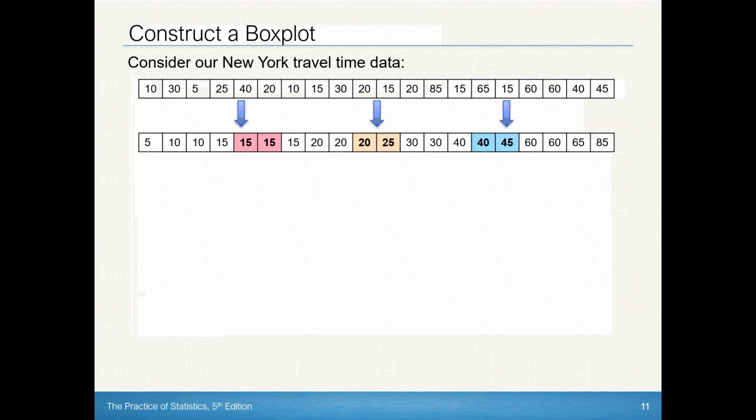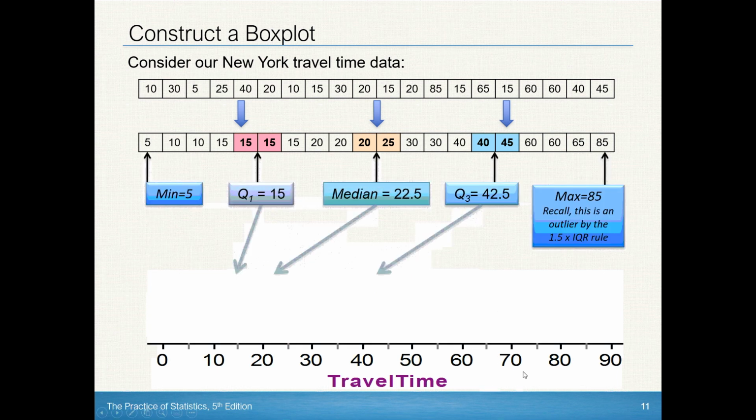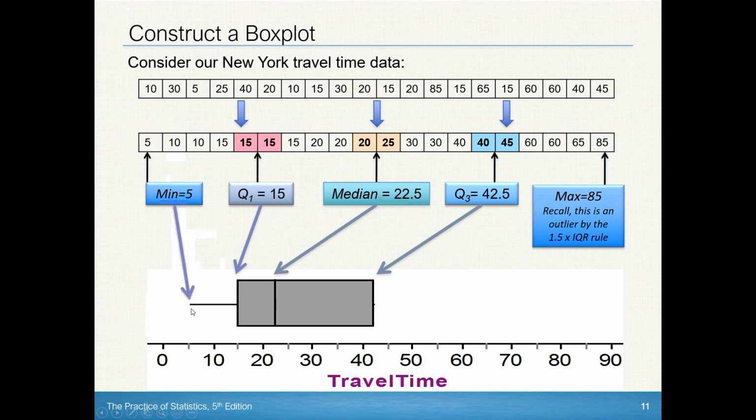So here was the data again from the New York travelers. The median was 22.5. The quartiles were 15 and 42.5. So that makes this box. This side of the box is more spread out because 22.5 and 42.5 are more spread out than 15 and 22.5. Those numbers are closer together. The minimum will go down here where that 5 is.